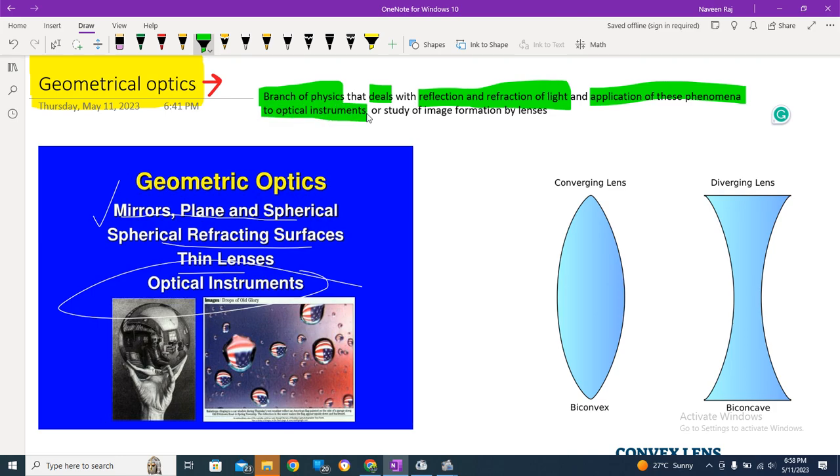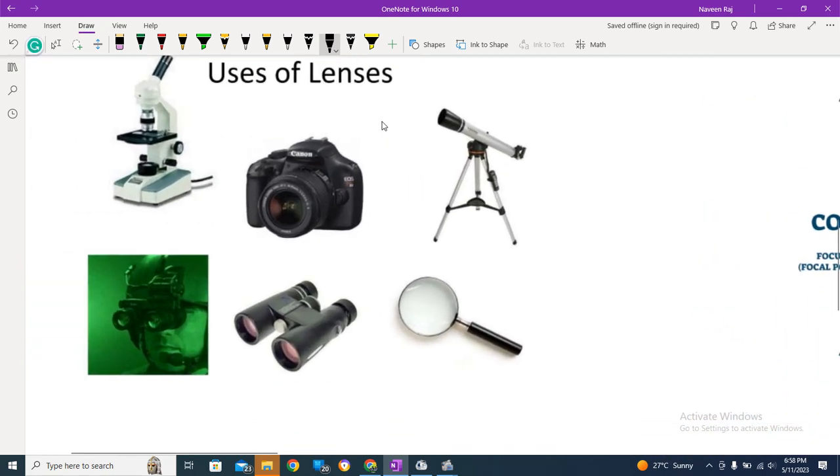Now these optical instruments are what we will be discussing in our future videos. This branch is the one which deals with the study of image formation by lenses. Now we do see different images, and these are all due to the lens. Till here you may not know the importance of the lens, but let me show you this picture. This shows the uses of lens.